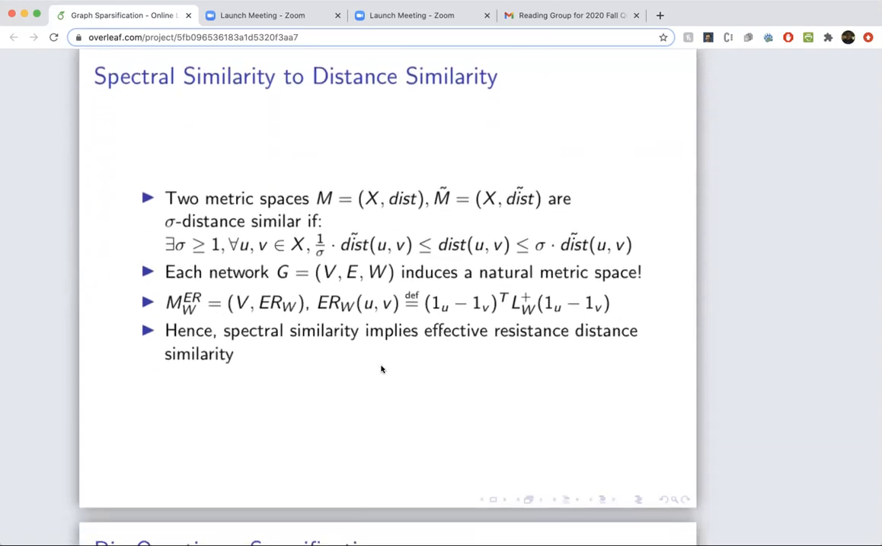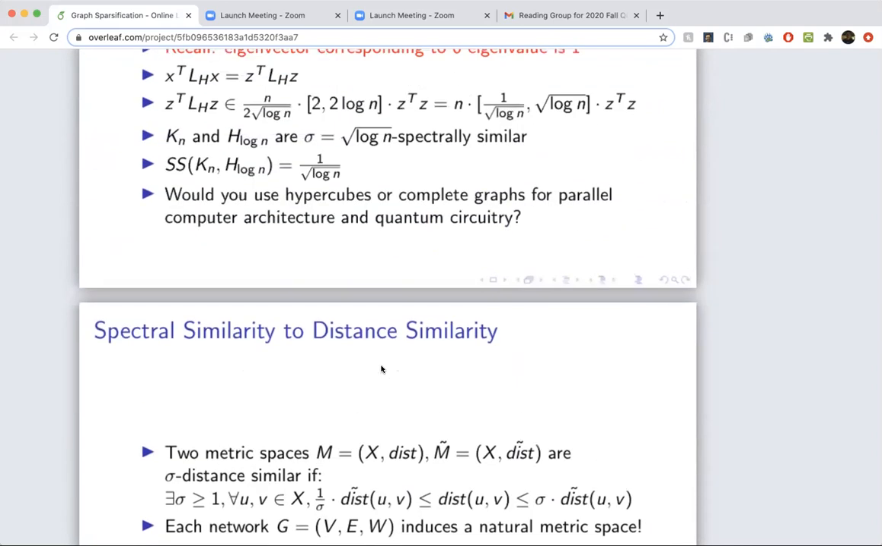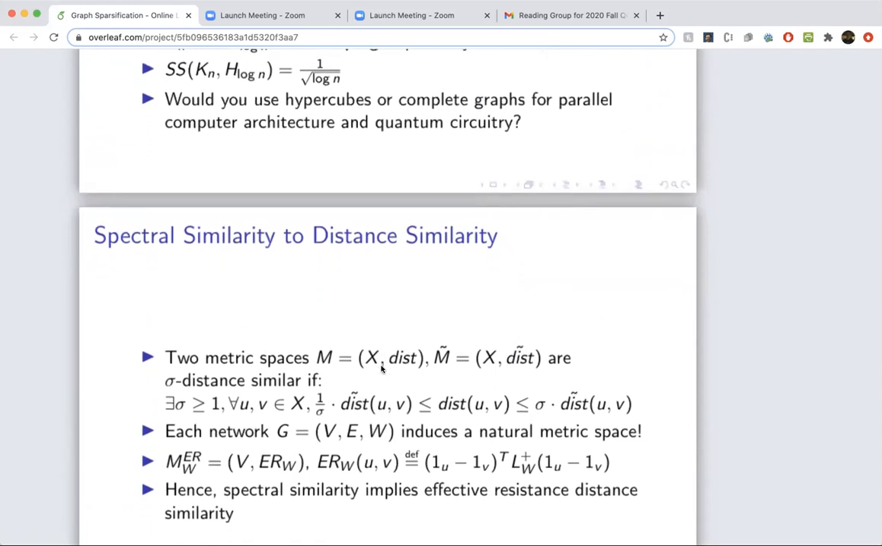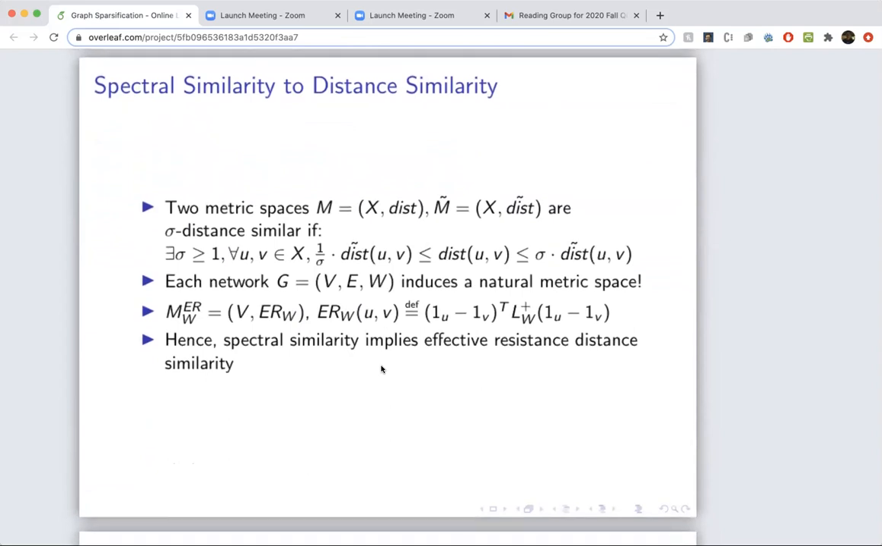Okay, so spectral similarity is actually a specific case of what is more commonly known as distance similarity in measure theory. Two metric spaces M and M prime, which we define over a set of nodes as well as a distance measure, where these distance measures could be potentially different, are sigma distance similar if, and again, this is very similar to what we had shown earlier, it's analogous to everything we've been looking at so far, the distance tilde between U and V is able to be a good bound for the distance between nodes U and V. Then these two distance metrics are sigma distance similar.